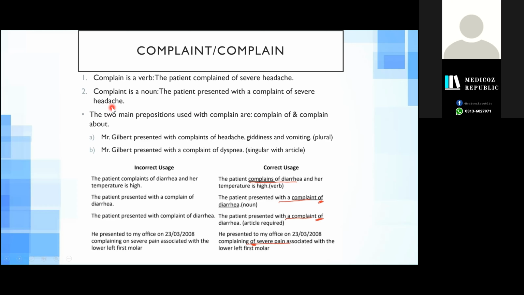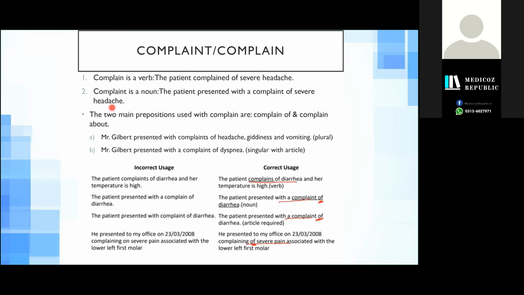Just remember, you can use different forms of a verb, for example, first form, second form, and third. With the word complaint, you cannot add ed, but you can use the second form of the verb: the patient complained of severe headache. This is very important to remember, that the two main prepositions used with complain are complain of and complain about, when you are using the word complain, not with the t.